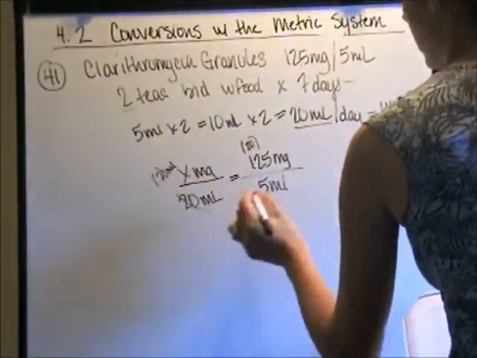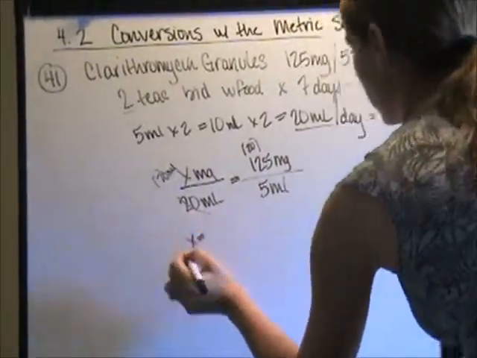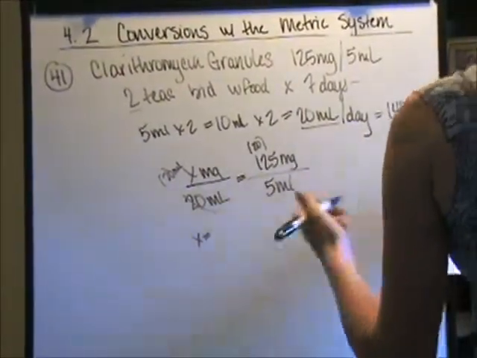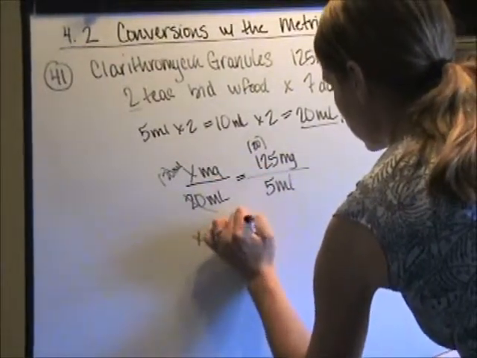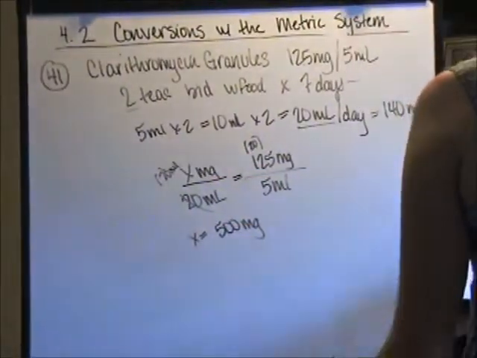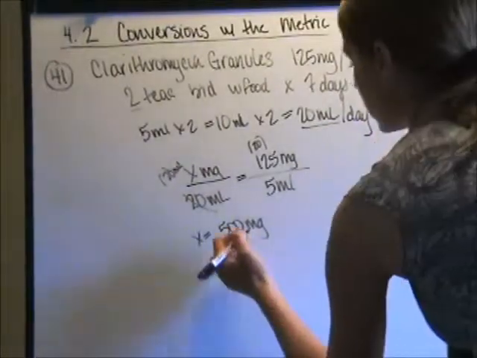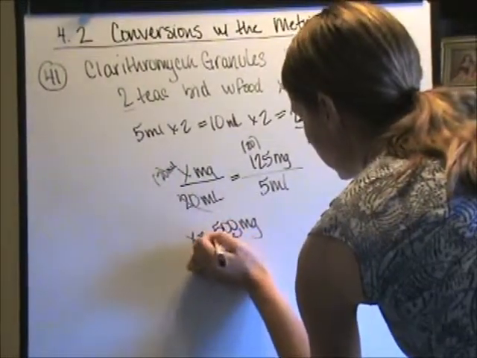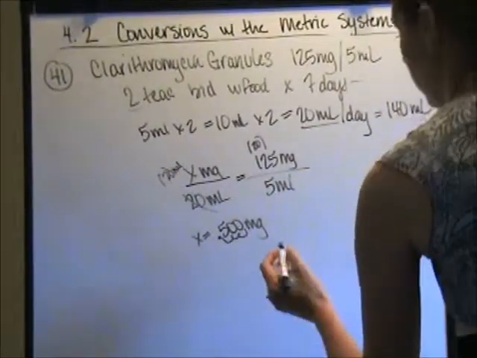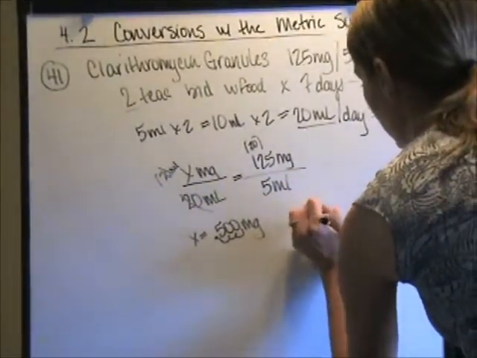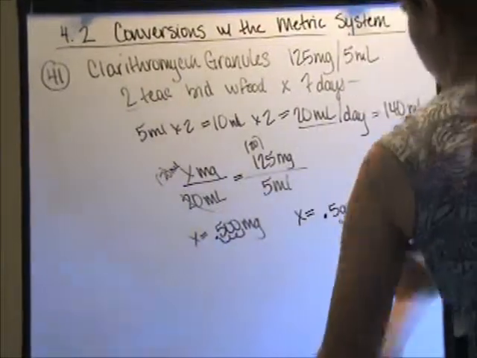20 up here. We're going to multiply those, and that gives us 500 milligrams. Now you can move the decimal to grams. 1, 2, 3. Milligrams to grams is 3 spaces away from the decimal, so we're going to take 0.5 grams every day.